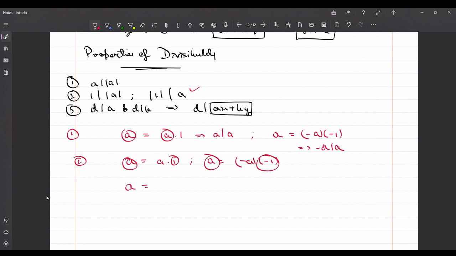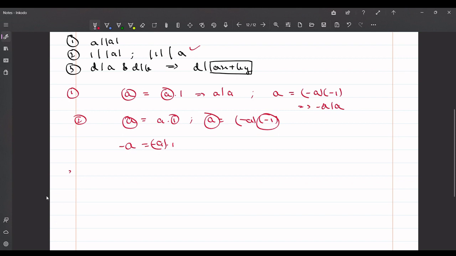Rather, see, A can be written as A into 1, which we got from here, and minus A can be written as minus A into 1. So, 1 will also divide minus A. So, 1 divides both A and minus A. Clear? Third one, let's see.